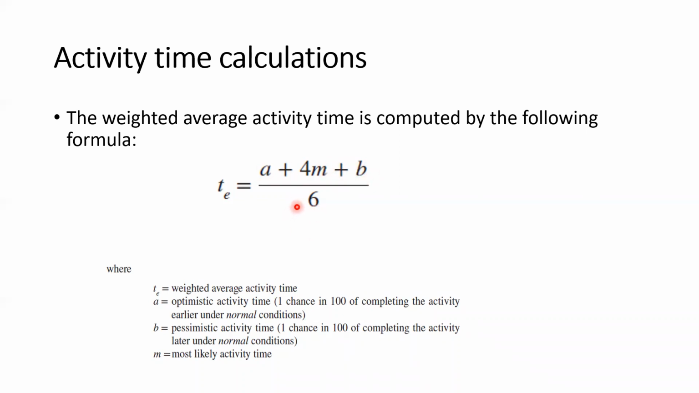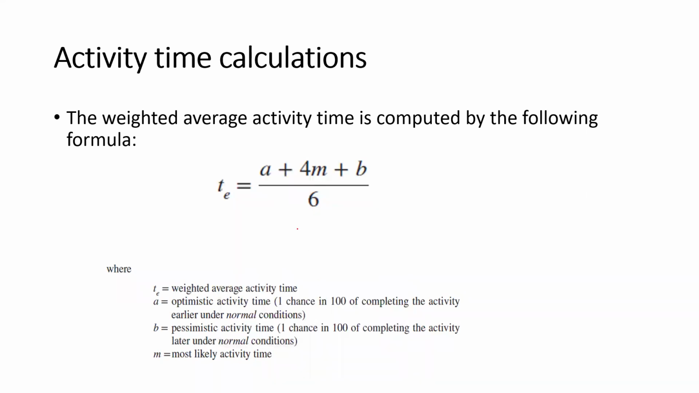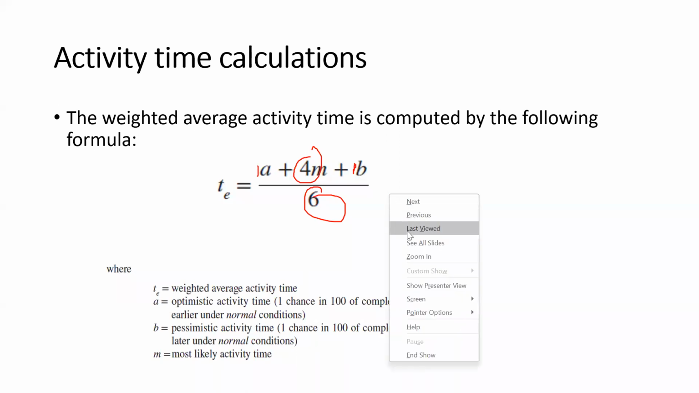and you have to divide that by 6. So why are you going to divide this by 6? You can see here, A means 1A, and we are having 4 here, and B means 1B. So you can see we want to get an average, right? 1, 4, 1, the summation of that is equal to 6. Therefore, we want to get a weighted average activity time. That's why we divide by 6, right? Did you get that?